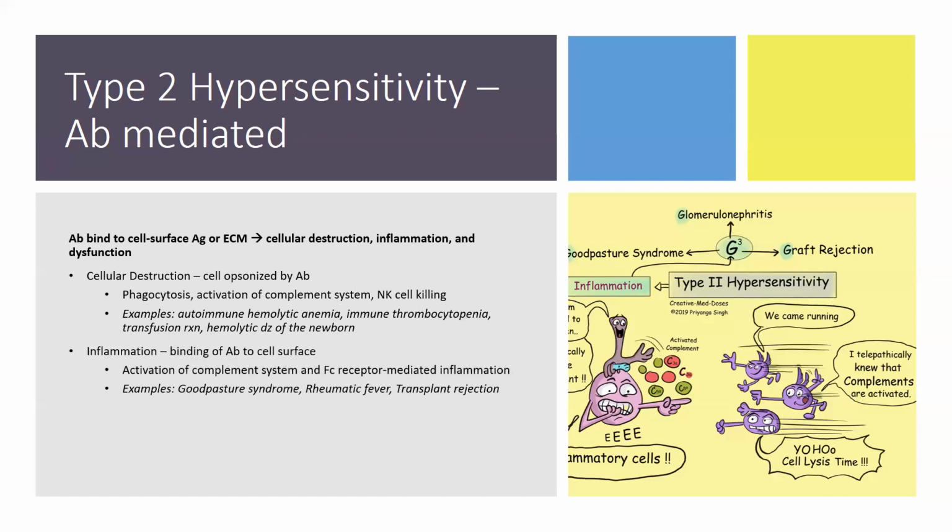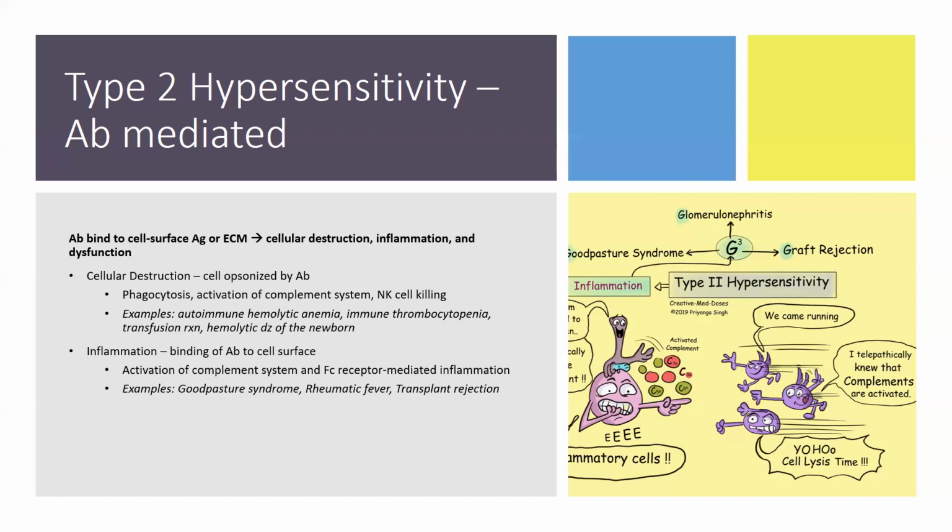Inflammation: binding of antibody to the cell surface. So the antibody binds to the cell surface directly. It's going to cause inflammation, specifically via the complement system and Fc receptor-mediated inflammation. Fc receptor-mediated just means binding to the Fc component of the antibody. Okay. Goodpasture syndrome, rheumatic fever, and transplant rejection are examples of this inflammatory response seen in type 2 hypersensitivity.